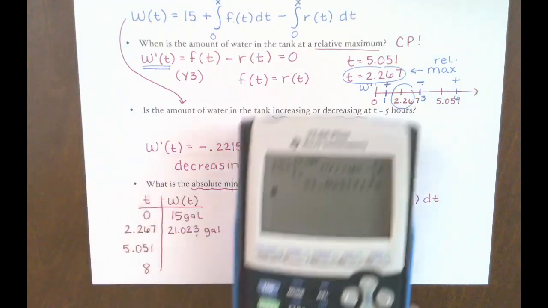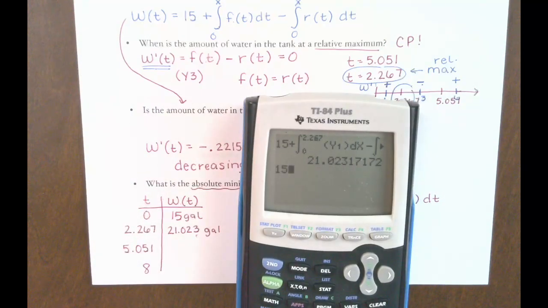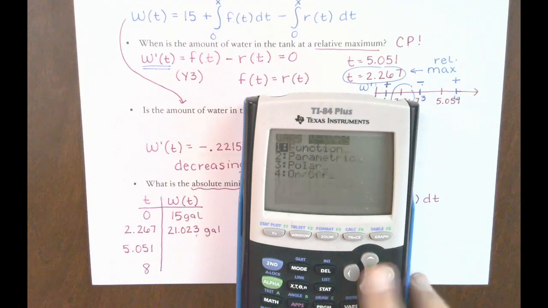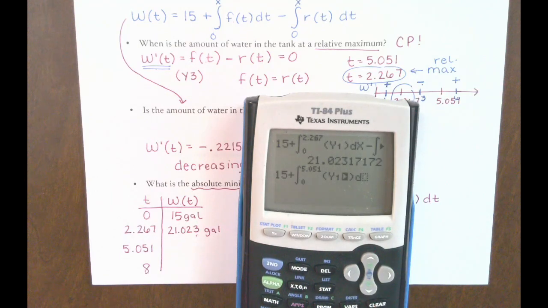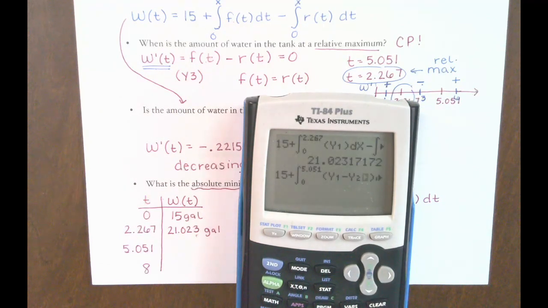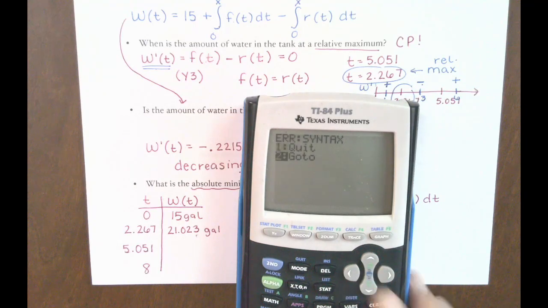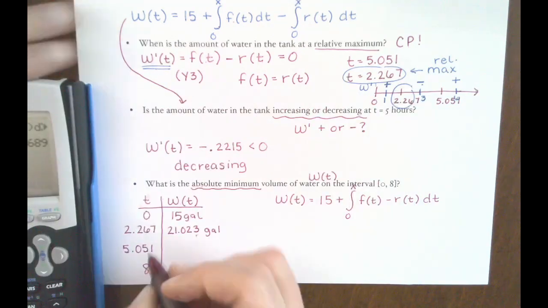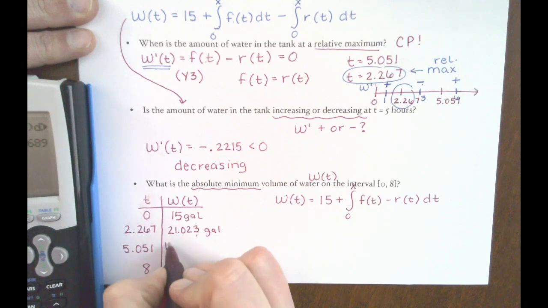Okay? So let's do that with the 5.051. So I'm going to say 15 plus math number 9, integral from 0, this time I'm going to 5.051, and I'm going to say y1 minus y2. Okay, all in one integral like that. I forgot the x, didn't I? I sure did. There's my x. Okay, and so at this time I have 16.058 gallons.